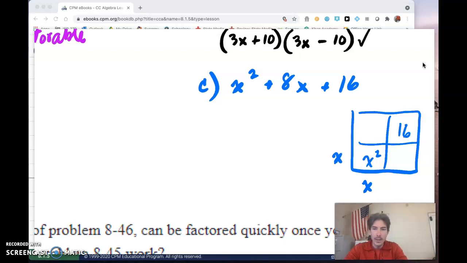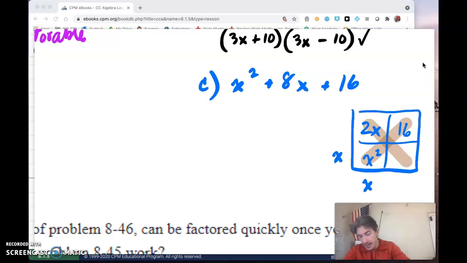Now we need to recognize, 16 times x squared, that's 16x squared. So when I drop in some factors in there, they need to add to 8x and they need to multiply to be 16x squared. One of the things I'm thinking right away is 2x and 8x multiplies to be 16x squared, but it does not add up to 8x. So there's got to be another factor pair. Let's see, what else?